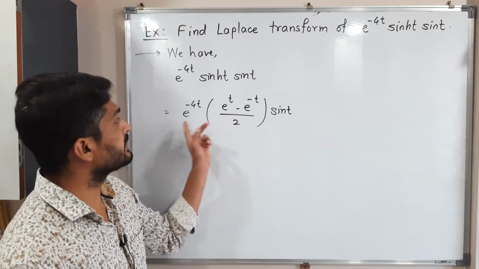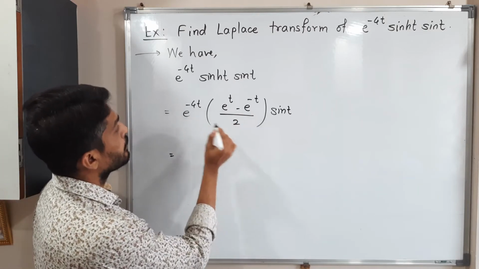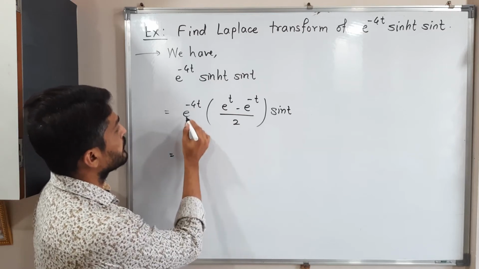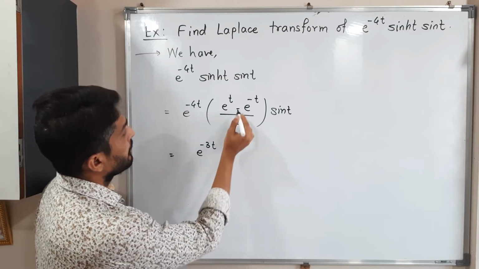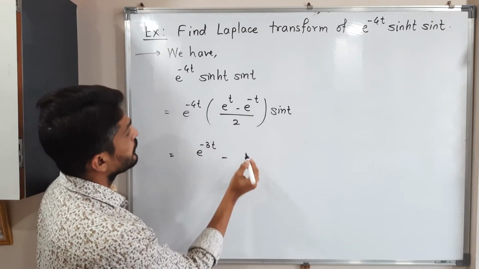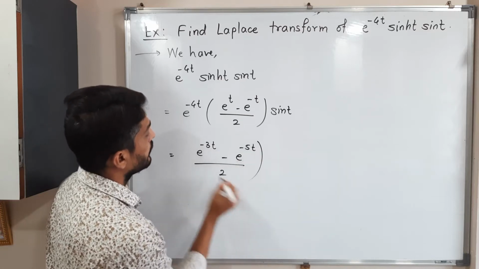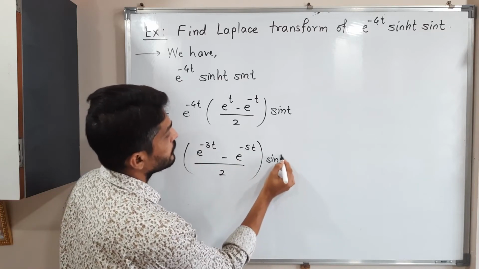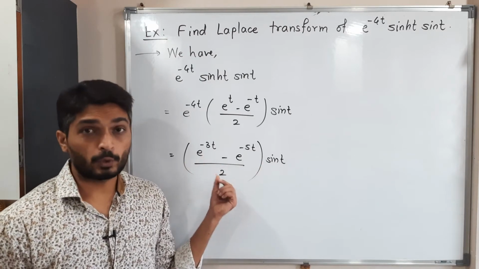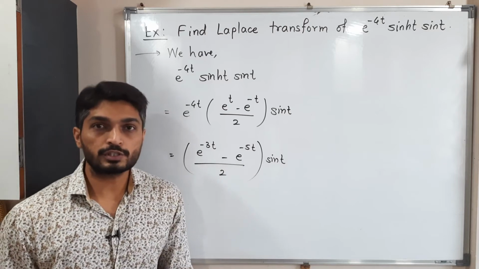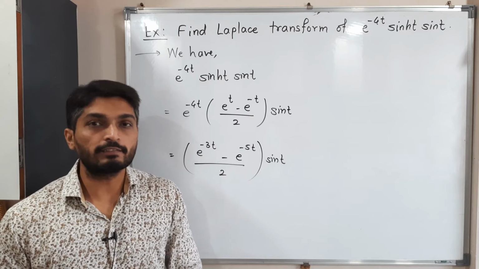After that, I will simply take the product of these two functions. That means let us multiply each term of this bracket by e raised to minus 4t. e raised to minus 4t into e raised to t will be e raised to minus 3t, minus e raised to minus 4t into e raised to minus t, which is e raised to minus 5t, divided by 2, into sin t. So now easily we can solve the problem. If exponential functions are there, we have to go for first shifting theorem.